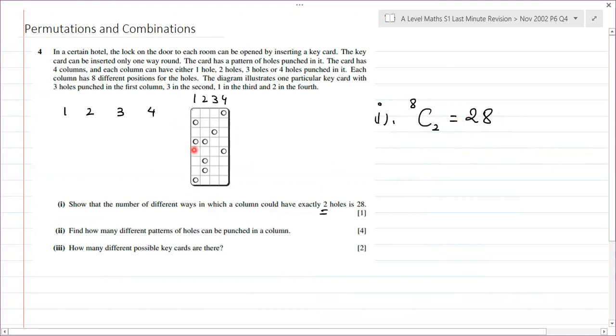So out of 8, we are selecting any two positions because they're just going to be holes. So we can select any two spaces out of the 8 given spaces. So that's 8C2, so that's 28.